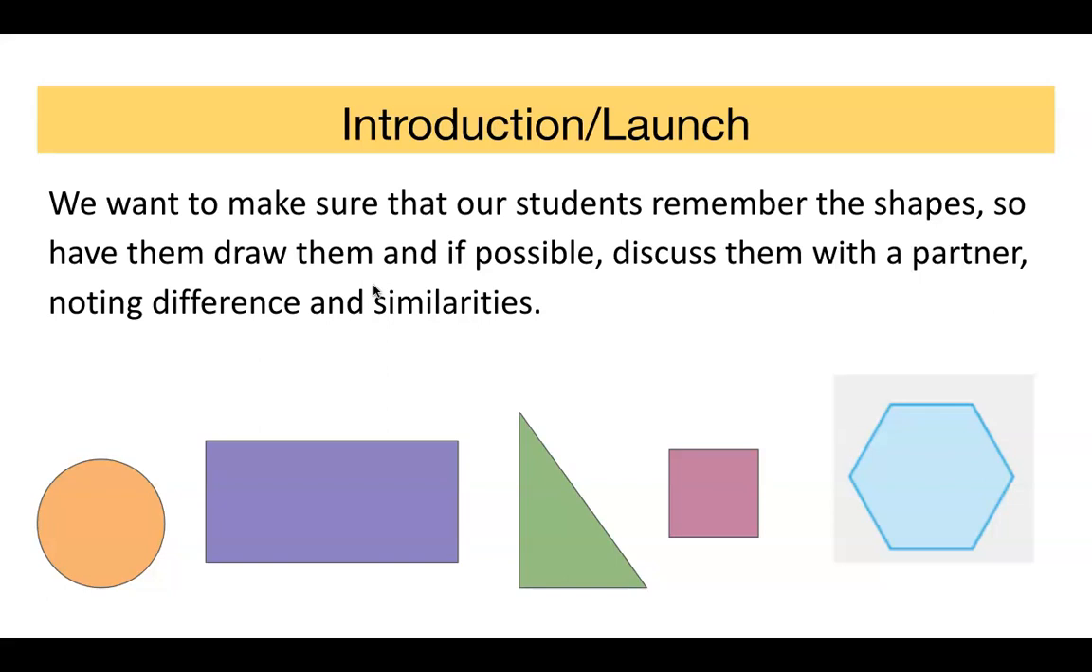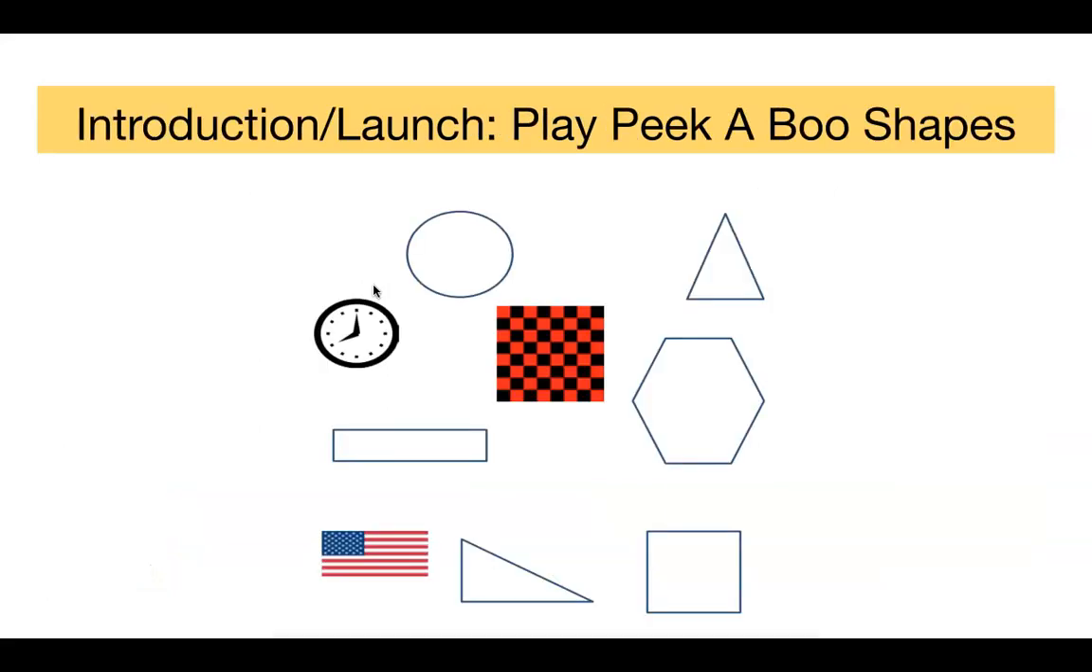So you could possibly have your students draw them, discussing them with a partner, noticing the differences and the similarities between the shapes, counting the sides, what are the names of the shapes. You could do a game called Play Peekaboo Shapes and hold up a picture of one of the shapes and then hide it and see if the students are able to say the name of the shape as a group.